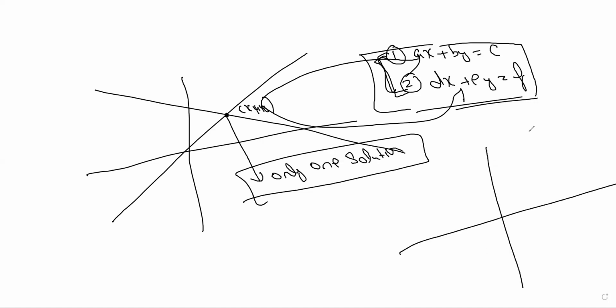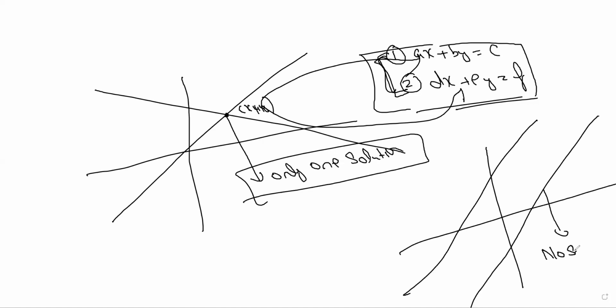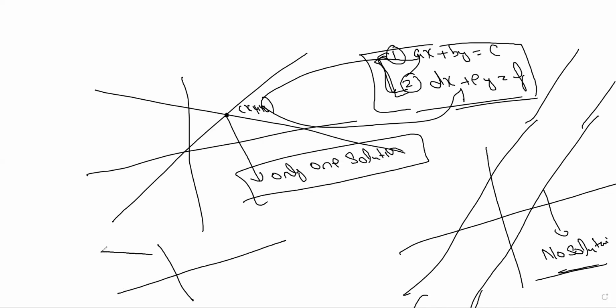If it would be like this, parallel, then there will be no solution, not a single solution, because they won't be meeting at any point. This will go like this and this will go like this. And the third case is that they are coincident. What I mean to say is that this is the line of the first one, and the same line will be the second one as well.